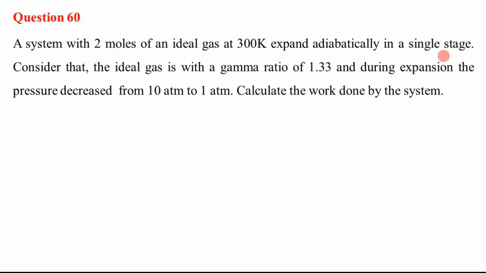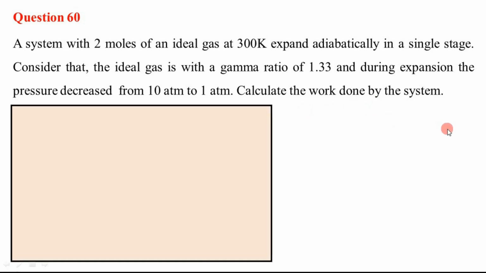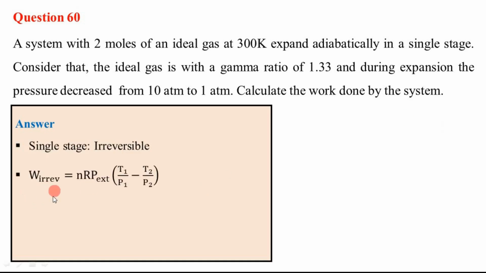Consider that the ideal gas has a gamma ratio of 1.33. The gamma ratio was given, and during the expansion, the pressure decreased from 10 atmosphere to 1 atmosphere. So we have the initial pressure and the final pressure. Calculate the work done by the system. In this case, we are going to use the formula to calculate the work done for an irreversible process, which is equal to n times the gas constant times the constant external pressure times T1 over P1 minus T2 over P2.